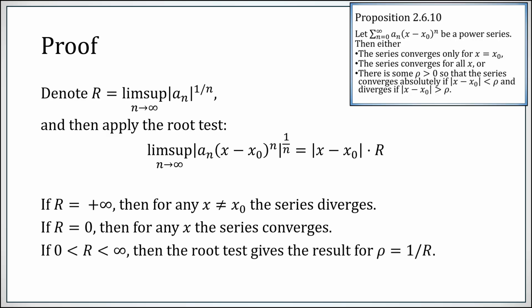However, if r is anything in between 0 and infinity, then you simply set rho equal to 1 over r, and the root test will tell you the series converges absolutely when the absolute value of x minus x naught is less than rho, because then this would be less than 1. It diverges when this is bigger than 1, in other words, when x minus x naught in absolute value is larger than rho, with nothing determinate stated when x minus x naught in absolute value equals 1 over rho, in other words, when this lim sup is equal to 1.